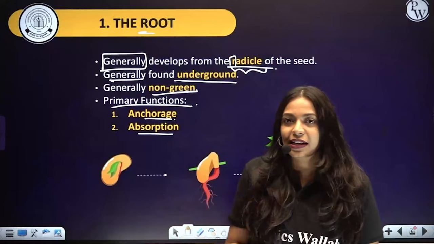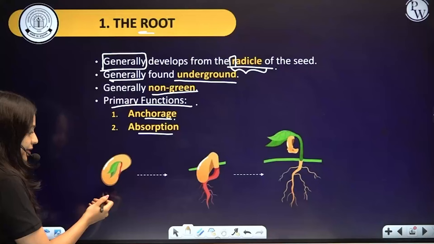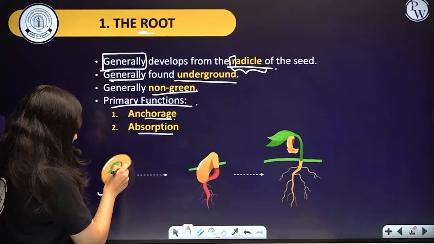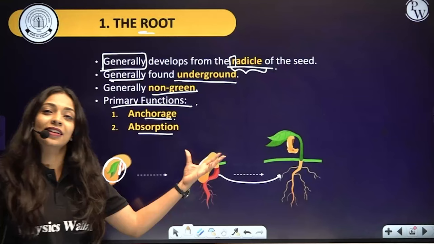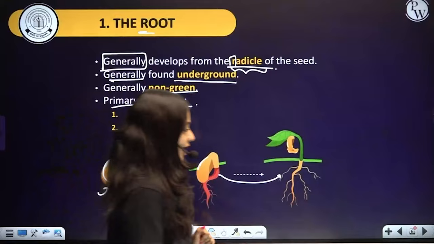Okay, so here you can see an illustration, a diagram, where you can see the seed. Within the seed, this region is the embryo part of the seed. This red colored part here, that itself is the radicle. Eventually, this radicle is what will give rise to the root. That is what this illustration represents. I hope this much is clear. All right, now let's move on.